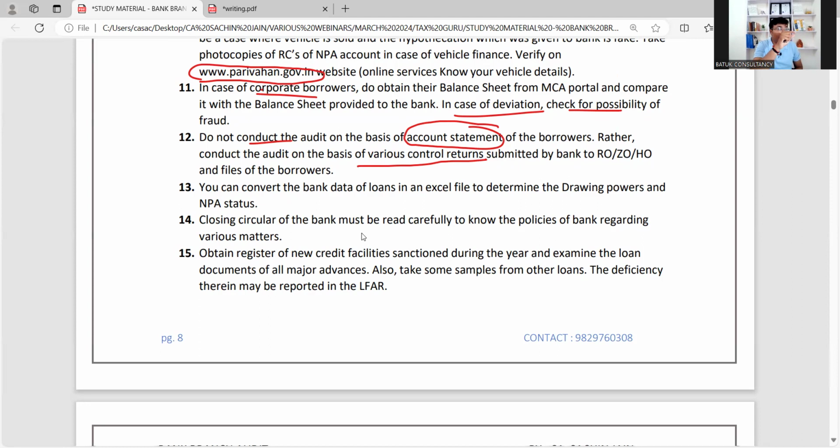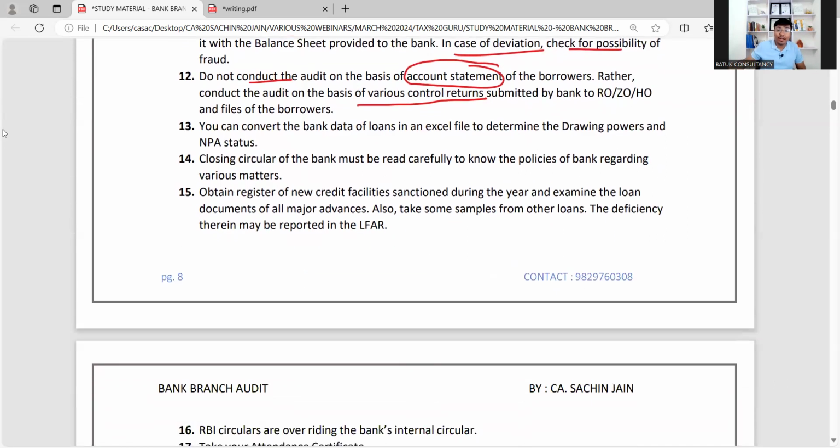Because as we all know, our more focus will be on the account or loan which is sanctioned during that particular financial year, that is financial year 2023-24. In that case, how will we check the files? For that purpose, we may check the control return which is submitted to the head office. You may convert the bank data of loans into an Excel file to determine the drawing power and the NPA.